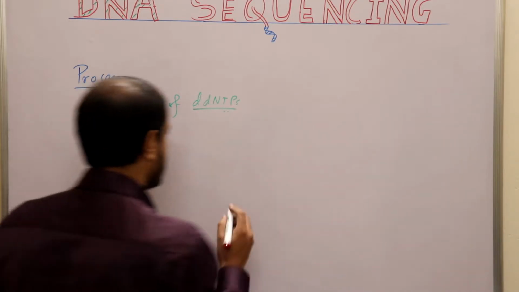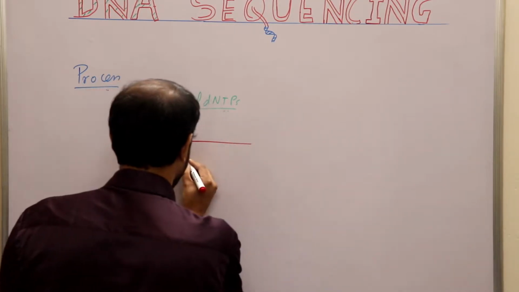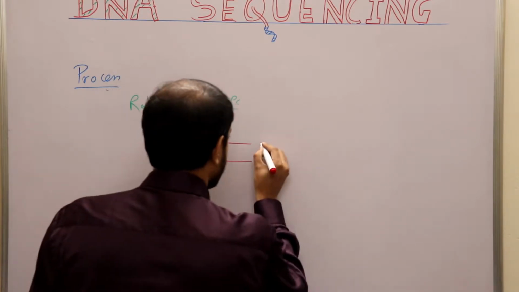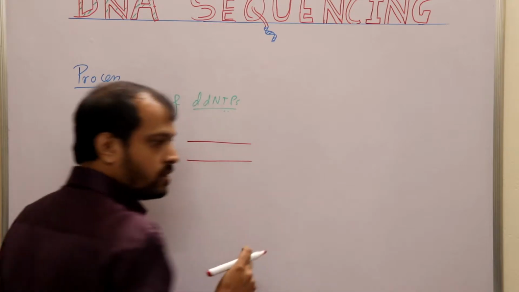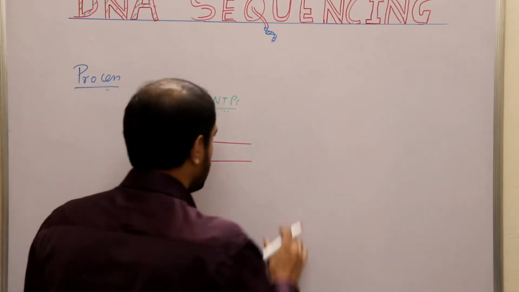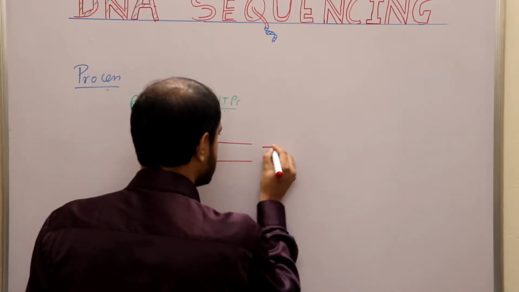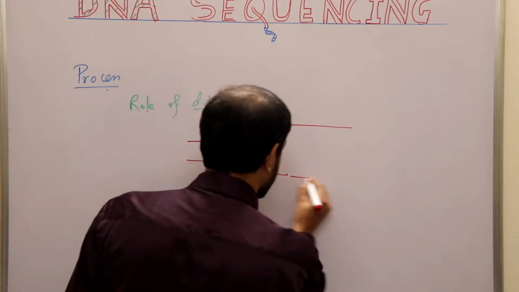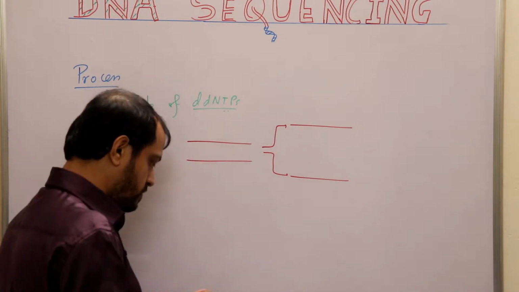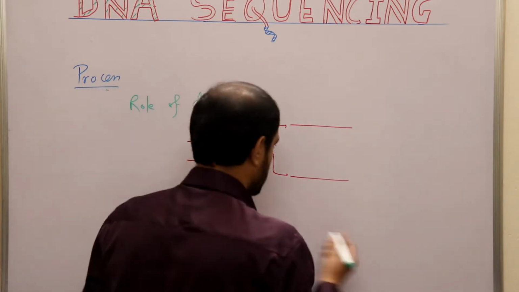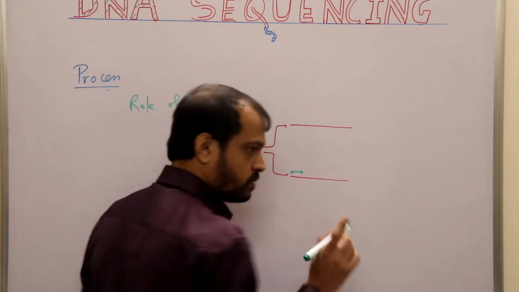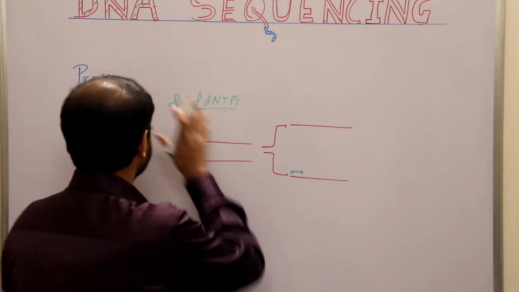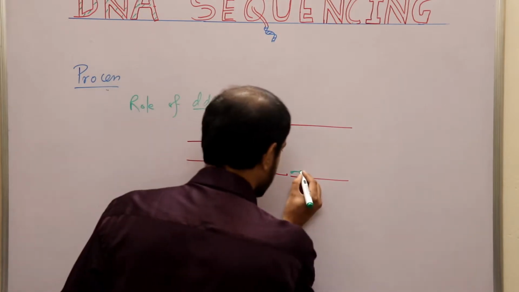Suppose this is a DNA molecule. DNA is double stranded, right? Now for sequencing, you will have to separate the strands using a thermocycler machine. That means both these strands are separated. Next, you will have to add one primer. Suppose this is the primer. Don't worry, I will talk about this in detail later; right now I am just talking about the role of ddNTPs.